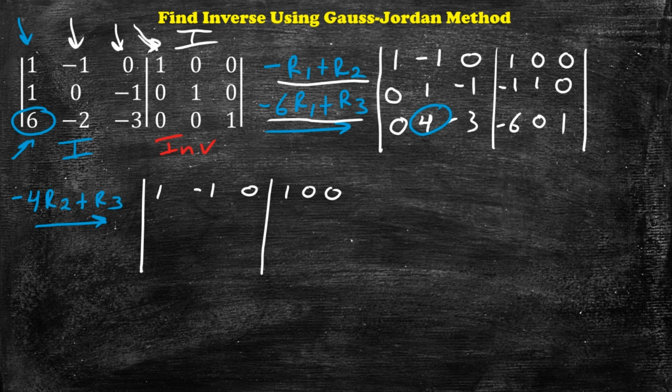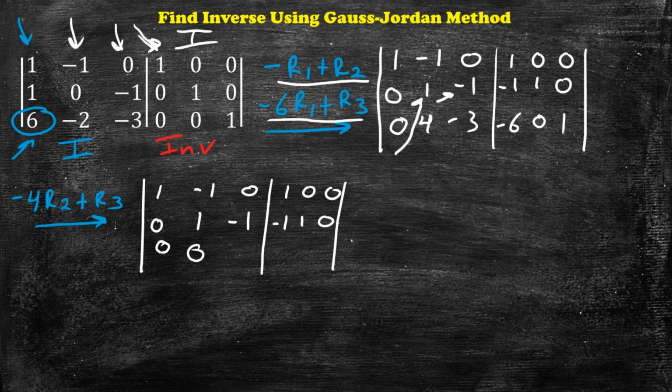Row 2 is going to stay the same. 0, 1, -1, -1, 1, 0. And now row 3 is going to change since we're multiplying -4 to row 2 and adding it to row 3. So looking at our matrix up here, multiplying that number by -4 and adding it, so that's going to be 0, 0.